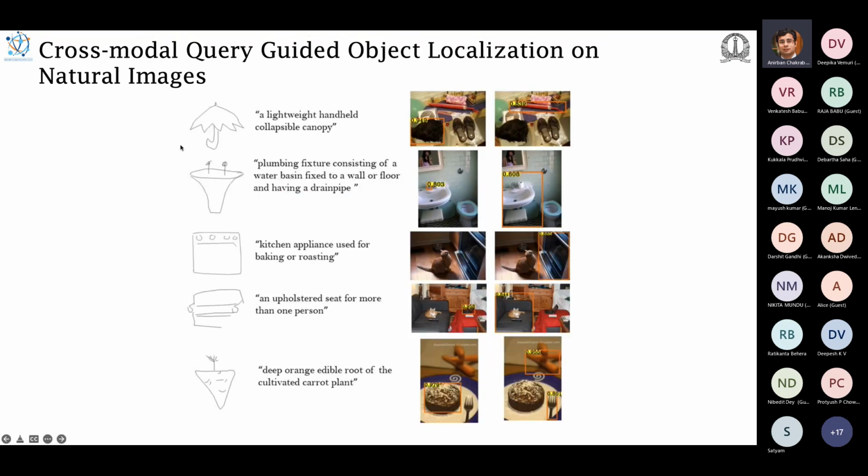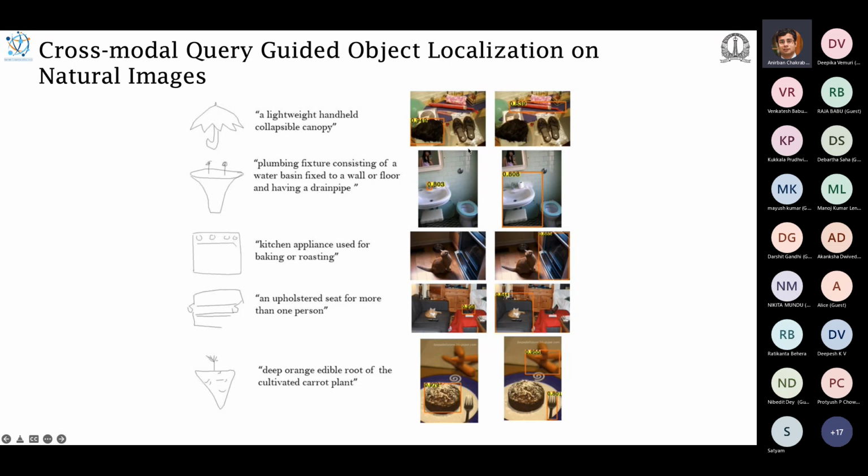And then we further combine this with natural language descriptions, the sketches, right? In addition to this hand-drawn sketch, the query also has a short description, which in natural language we often call a gloss. So it's a lightweight handheld collapsible canopy. That's a description of an umbrella, right? So if you combine all these things and you can somehow capture the complementarity in the visual semantic space, then you can potentially do much better.